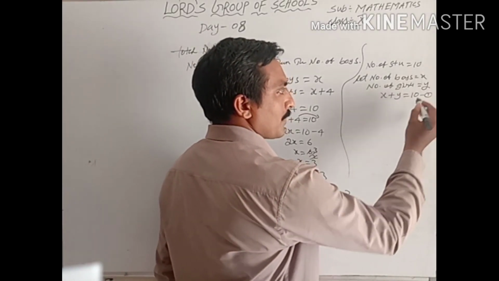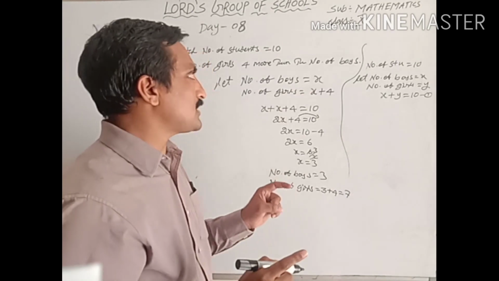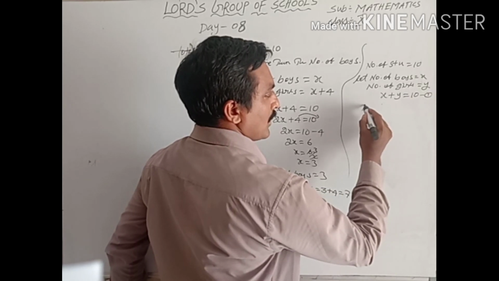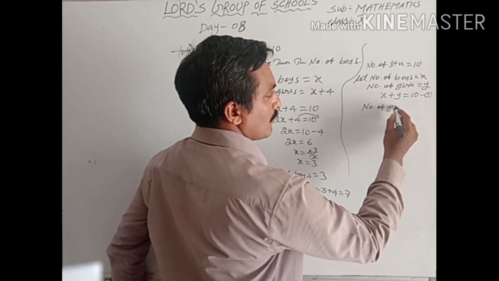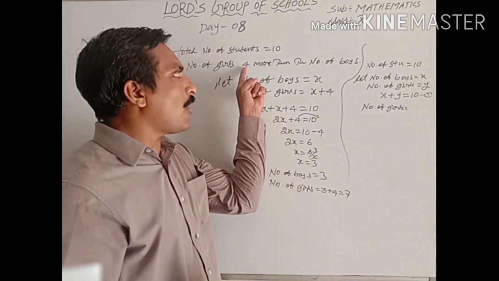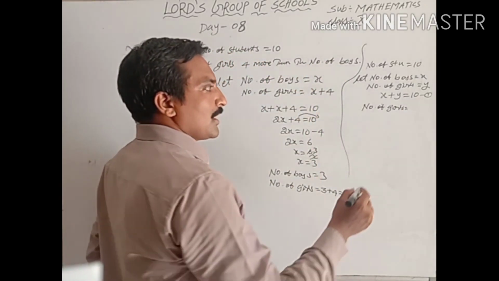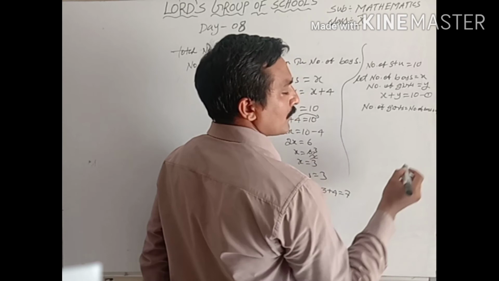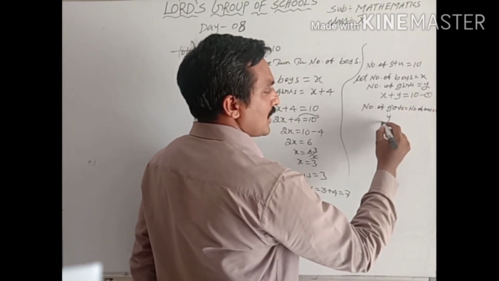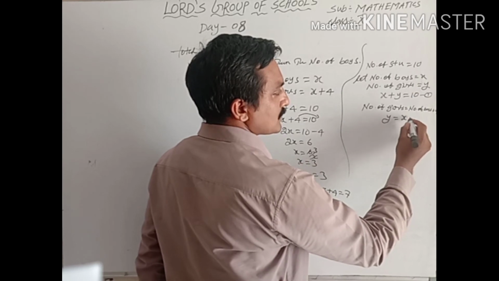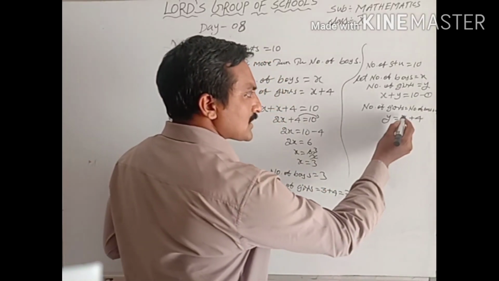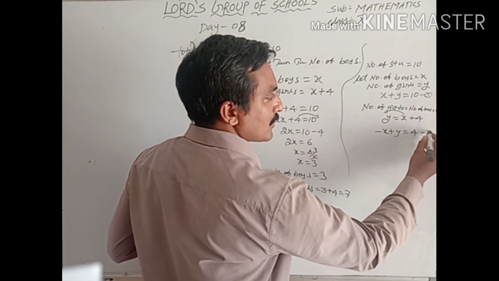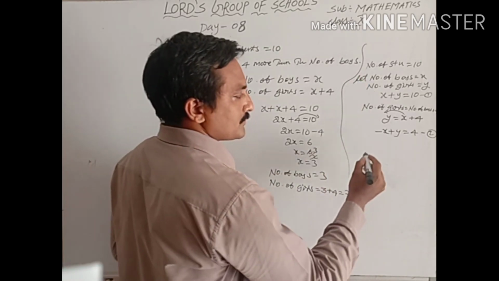This is equation 1. Next, in the given problem, the condition is that the number of girls, which is y, is equal to 4 more than the number of boys. The number of boys plus 4: the number of girls is represented with y, and the number of boys with x, so y equals x plus 4. Now when you transfer x to this side, it becomes minus x plus y is equal to 4. This is equation 2.